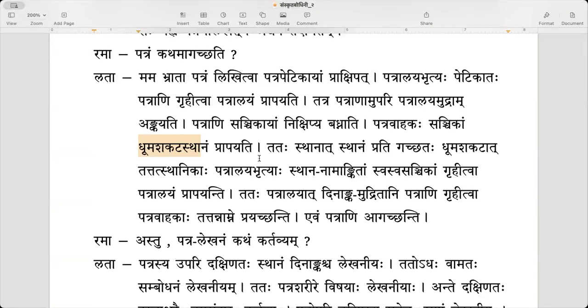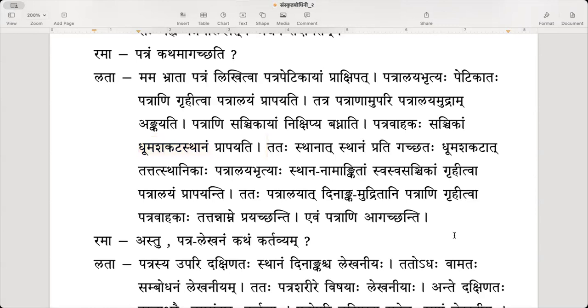Yes, it is a steam engine, so it runs on steam, and the fire power is coal. But the vyutpatti of Dhuma Shakata is basically smoke cart. Sthanam is place. So this is the literal meaning of it, and we take it as the railway station.